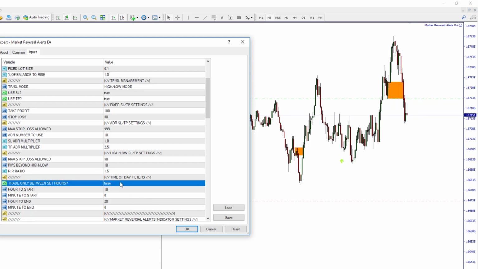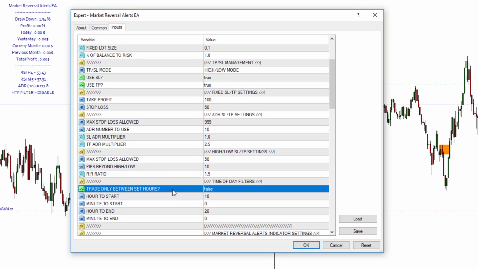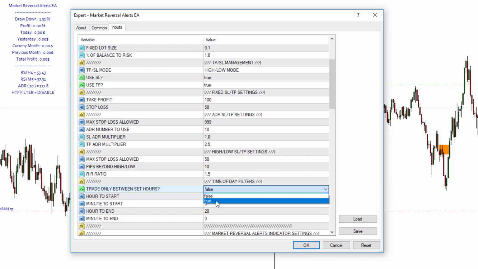We also have time of day filters. So you can set the EA to only trade in specific times of day. This is particularly useful if you just want to trade on particular sessions. A lot of people like to only trade the London or the New York sessions, and you can set this up to trade just specific time frames.